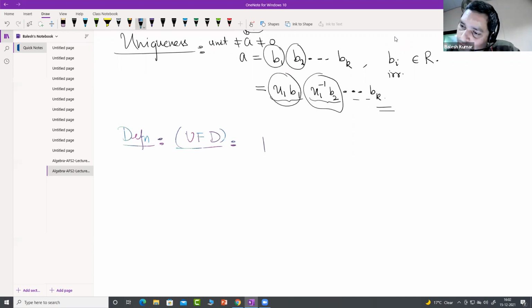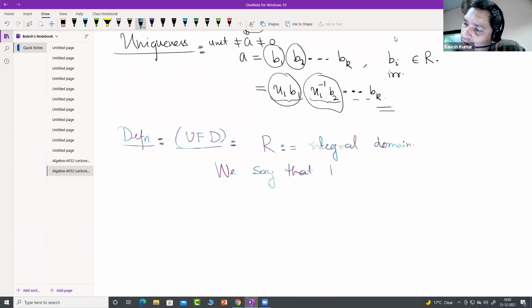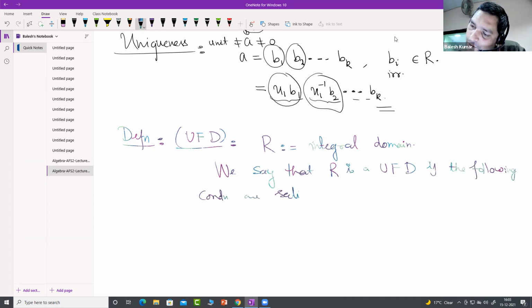So we have R, an integral domain, and we say that R is a UFD, a unique factorization domain, if the following conditions are satisfied. So what are the conditions?